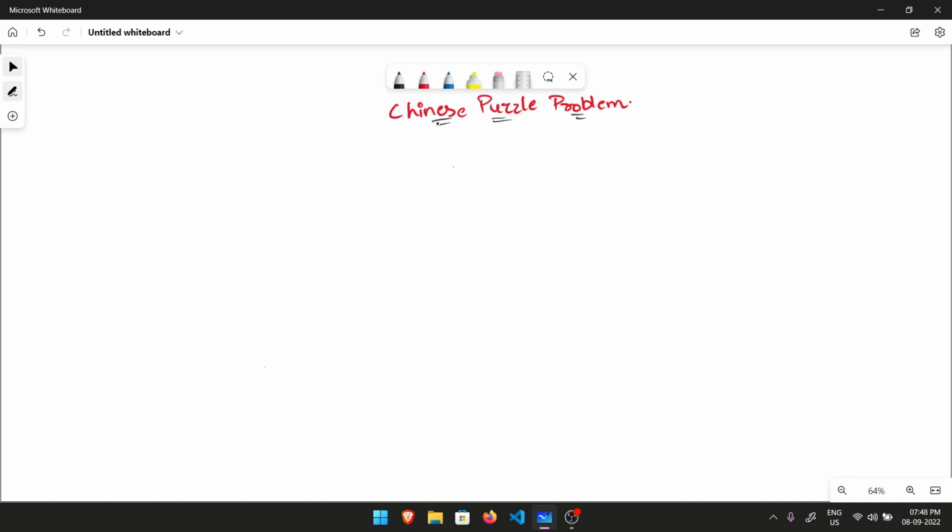Today we'll be looking at the famous Chinese puzzle problem and how to solve it using Python. What the problem suggests is that in a farm or a cattle shed there are rabbits and chickens, and we will be given the total number of heads and the total number of legs of the animals. Using these two, we need to find the total number of rabbits and chickens present in that farm.